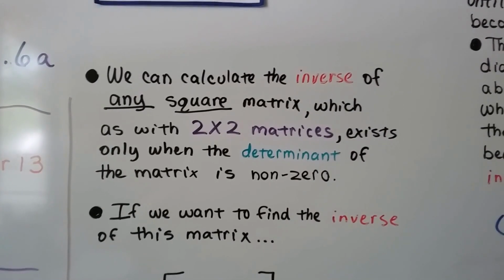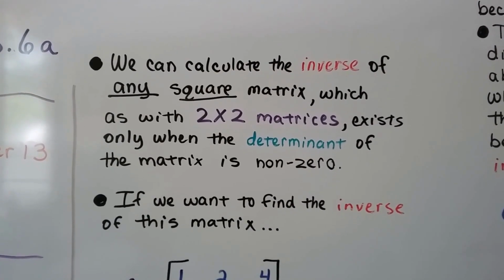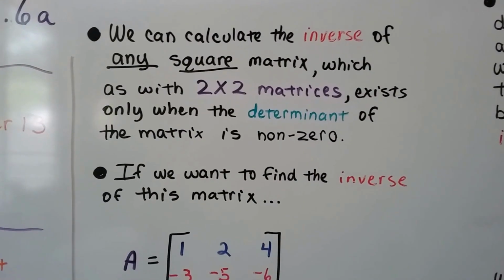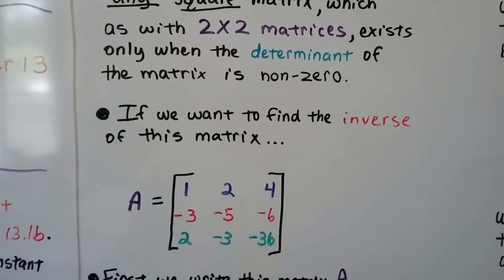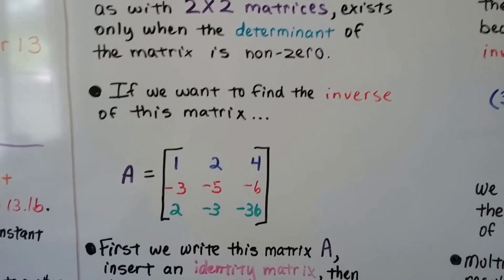We can calculate the inverse of any square matrix. Remember, it's square, which, as with the 2 by 2 matrices, exists only when the determinant of the matrix is non-zero, okay? It's got to be non-zero. We want to find the inverse of this matrix. This is matrix A. So remember, they're labeled with a capital letter.